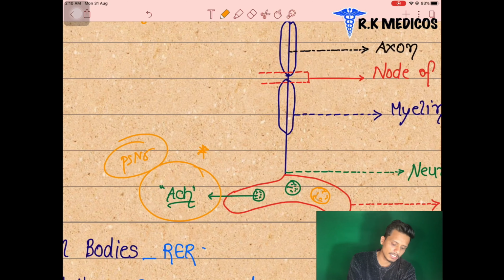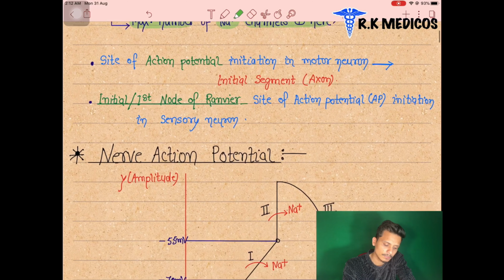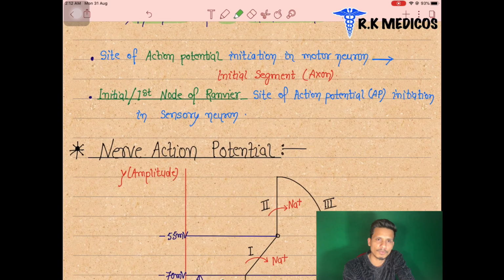So the maximum number of sodium channels are present here. In the node of Ranvier, the maximum number of sodium channels are present, and it promotes conduction and the leakage of ions, which leads to the maintaining of depolarization. So it is helpful in the exchange of ions and conducting very fast, leading to depolarization and action potential transmission.